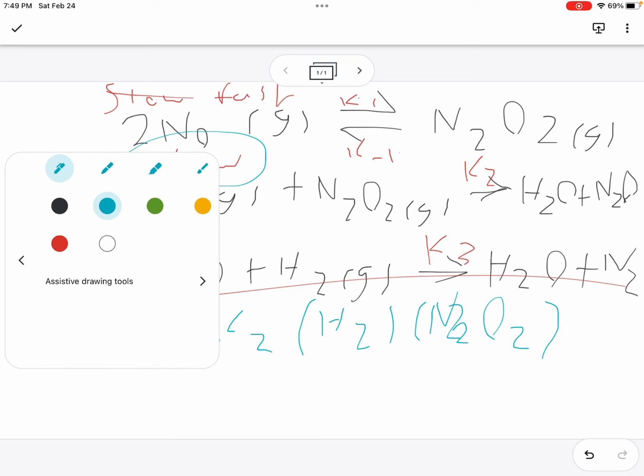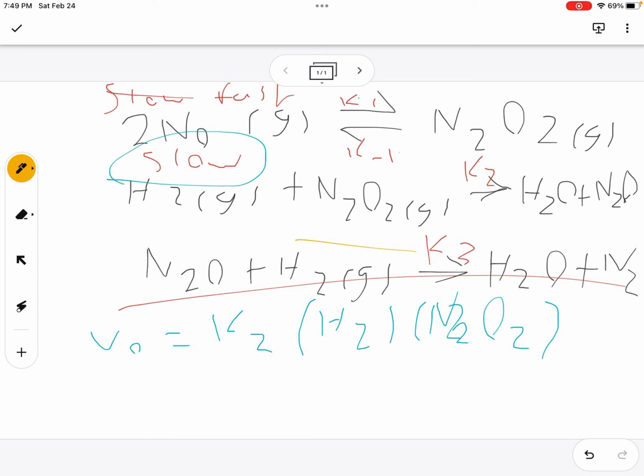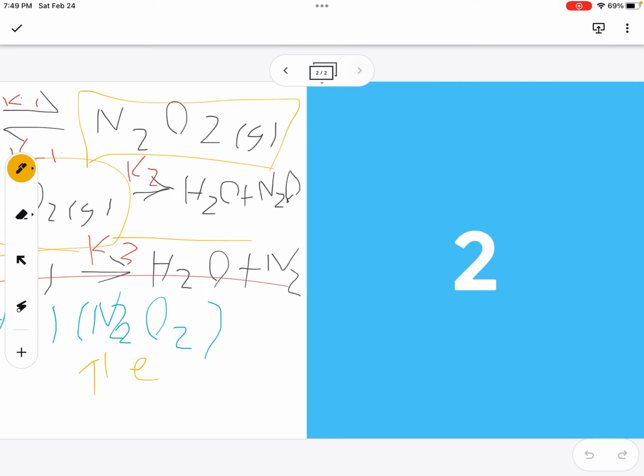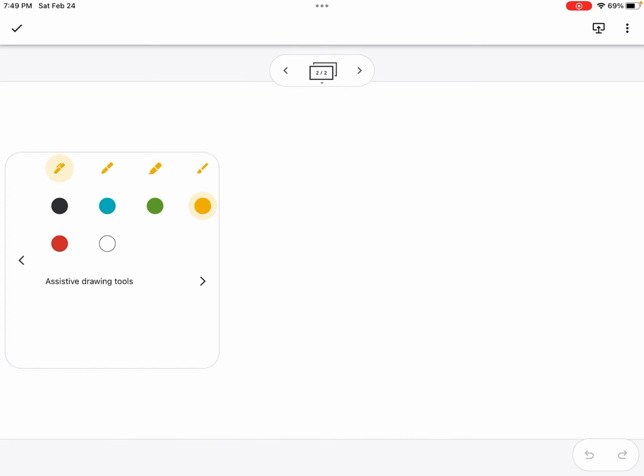Look at this. The problem is that N2O2 is an intermediate because it's made in this step and it's used in this step to produce this. So we've got to rewrite, we've got to get rid of that intermediate because intermediates don't fly when we're making rate laws because they're kind of hard to predict, very high energy, and they're not really around for too long. So we've got to get rid of them. All right. Slide 2, let's get it.